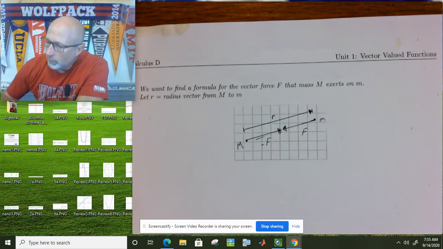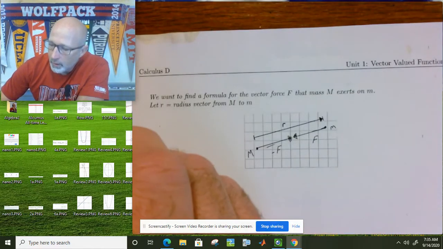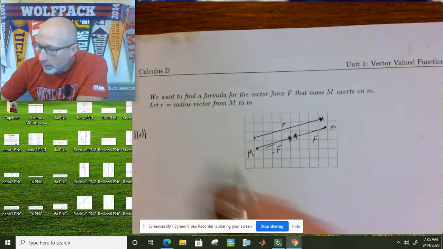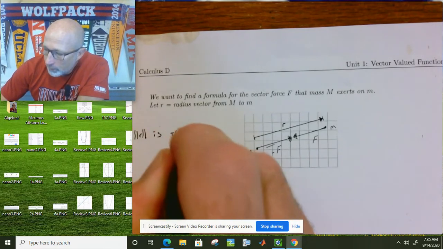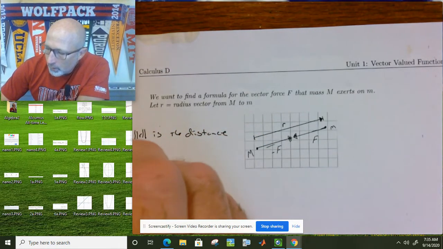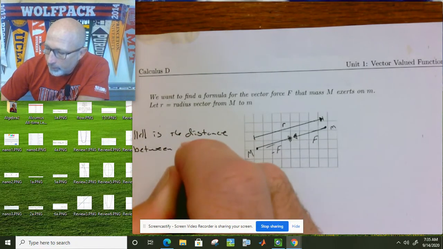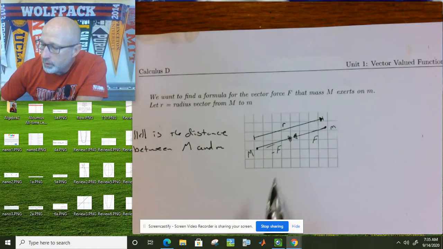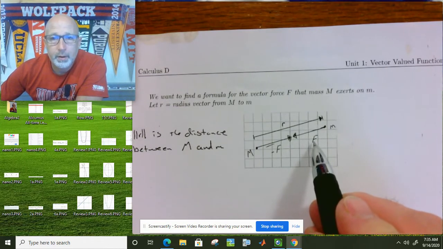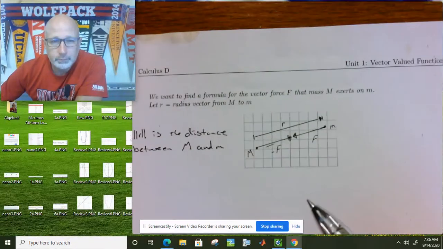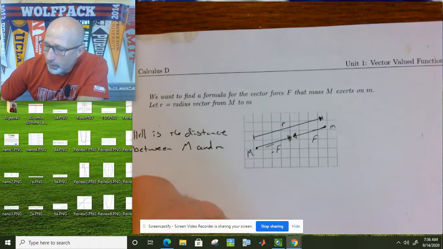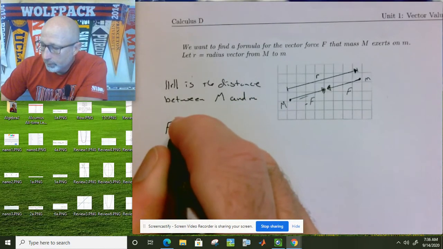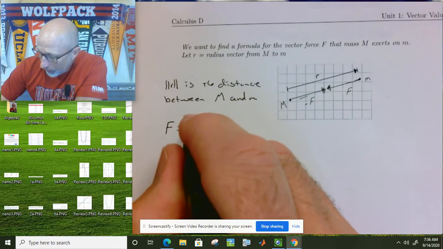So what I know then is if R is this, then I know the magnitude of R is the distance between M and lower M. So what I'm going to do now is write F in terms of R. So what I know then is the force F is equal to, well, the magnitude of the force F.